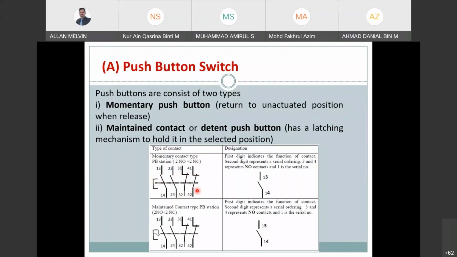But in pneumatic, normally open means normally on. So normally it has contact. So pneumatic is the opposite. Okay, so that's on the momentary contact type. Okay, then this is maintain contact. Look, it has levels. So you just press, it will lock until you release. Okay, so this one also has two normally open and two normally close.